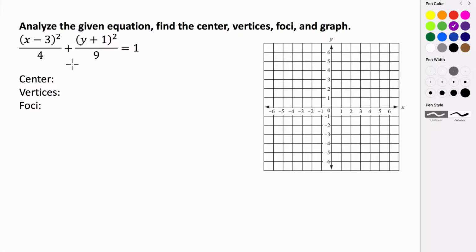So to find the center, remember, is just the value of h and k. So the center is going to be at (3, -1). So we can go ahead and plot our center at (3, -1).